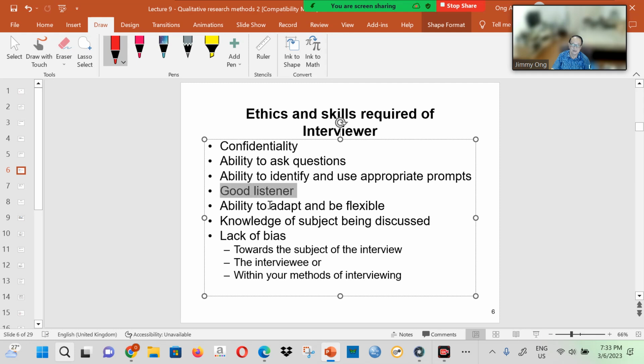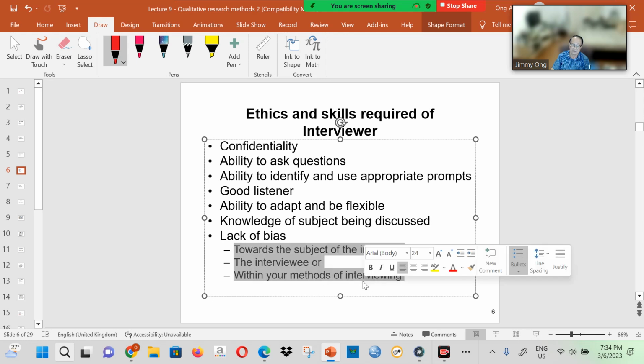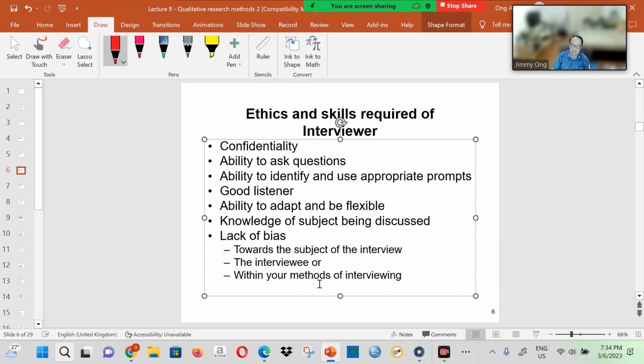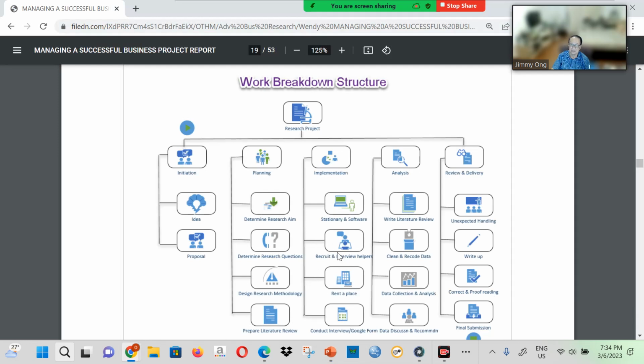This is what you train your people to be, good listeners, to be adept. These are kind of common sense, right? Knowledge, you have to discuss the knowledge. So all these are under bias, all right? Method of interviewing, the interviewee, and the subject of the interviewer. So all these still come from here, all here, right?